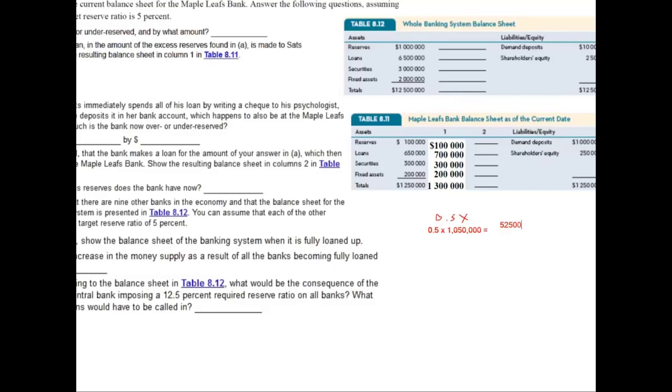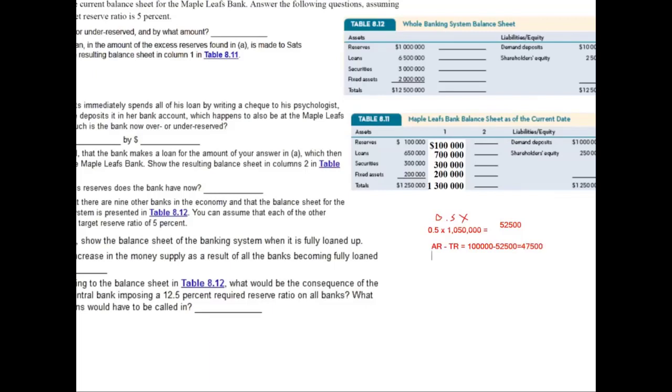And so is it over or under reserved? It's over reserved, right? So our target is 52,500. What are the actual reserves? 100,000, right? So what is the amount that the bank's over reserved? 47,500. So actual reserves minus target reserves is equal to 100,000 minus 52,500, which is equal to 47,500.